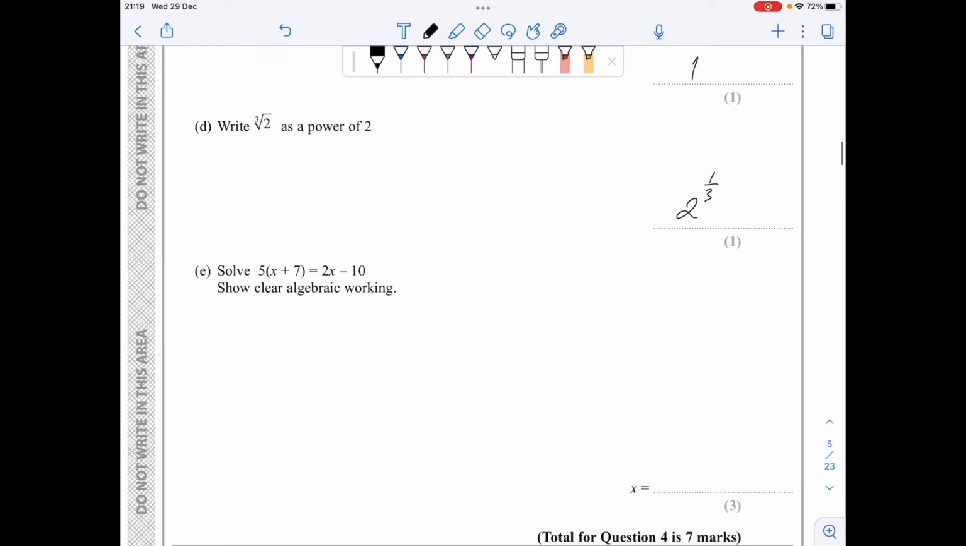And then in the last part, I will solve by first expanding. So 5x plus 35 is 2x minus 10. I will collect like terms. I'm going to take the 2x to the left, the 35 to the right. So 3x equals minus 45. So x is minus 45 over 3, which is minus 15.